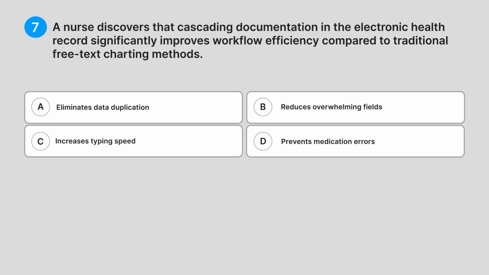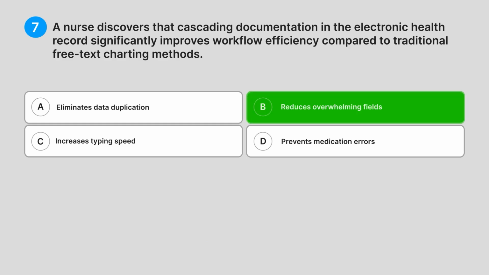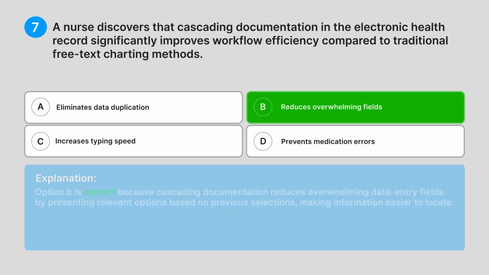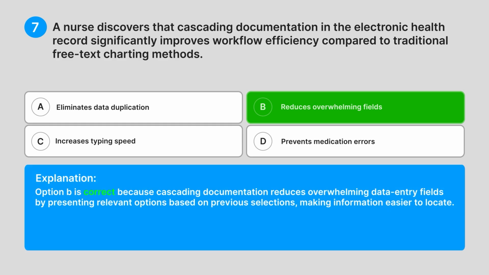Correct answer: B. Reduces overwhelming fields. Explanation. Option B is correct because cascading documentation reduces overwhelming data entry fields by presenting relevant options based on previous selections, making information easier to locate.